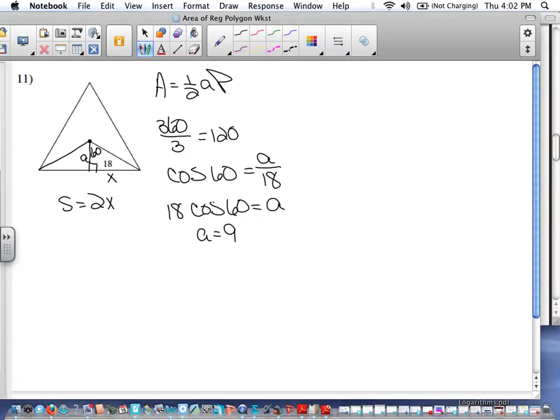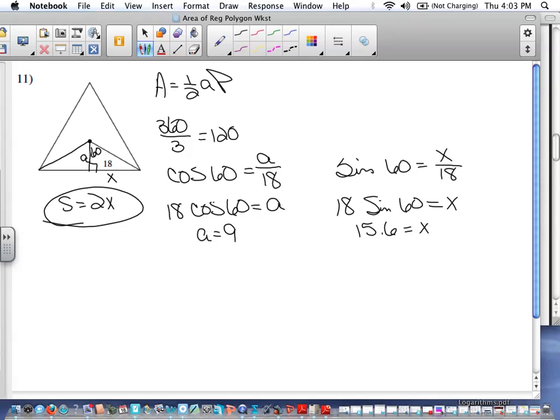Then I need to find the length of the side. So I'm going to take the sine of 60 is equal to x over 18. Again, the variable's up high, so you multiply 18 times sine of 60 equals x. And that is x is equal to 15.6. Remember, though, the length of the side is 2x. So the length of the side, S, is actually 31.2.